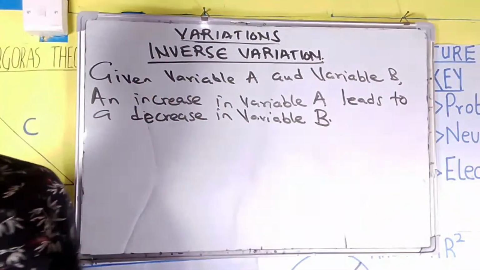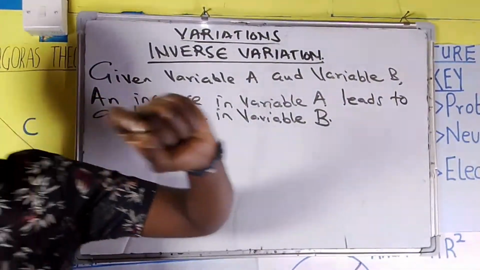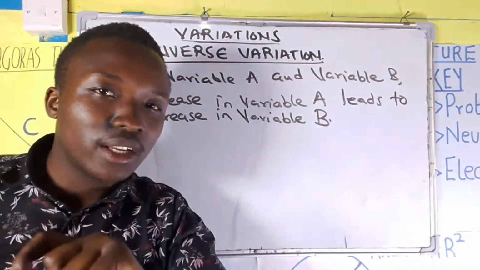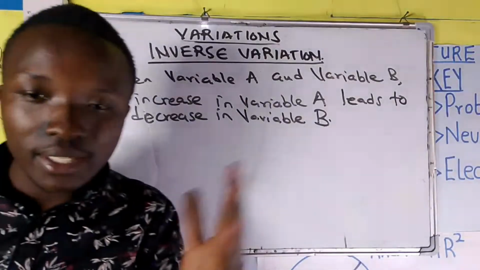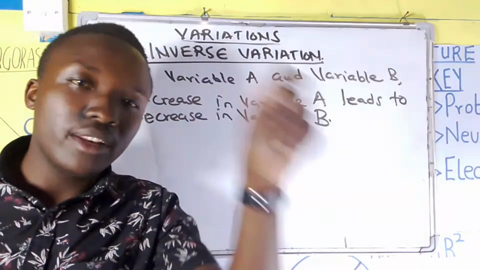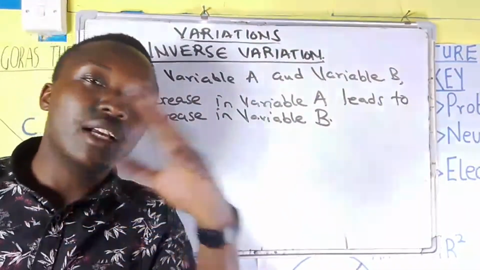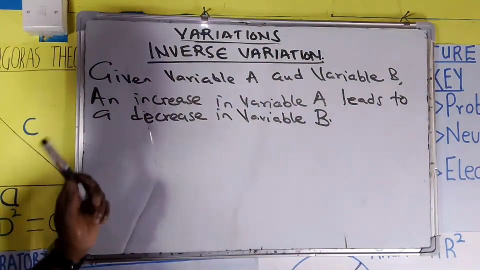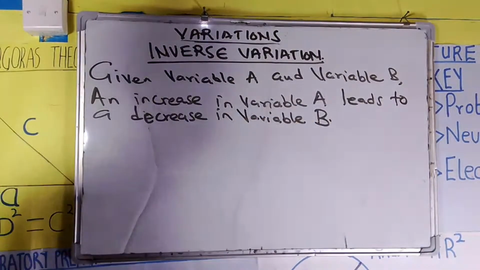If you do chemistry, remember in Boyle's law, we said that the volume of a given mass of a gas is inversely proportional to its pressure when the temperature is kept constant. So it's just the same scenario here. In Boyle's law, the pressure and the volume are inversely proportional. What we just did earlier about direct variation is like Charles' law, but this one is like Boyle's law. So, given variable A and variable B, an increase in variable A leads to a decrease in variable B.